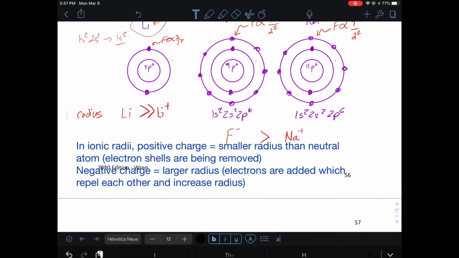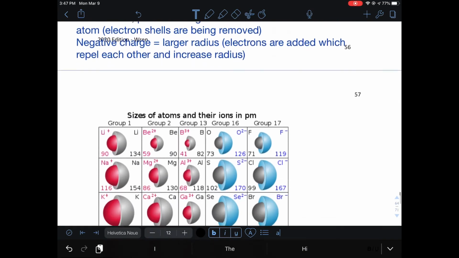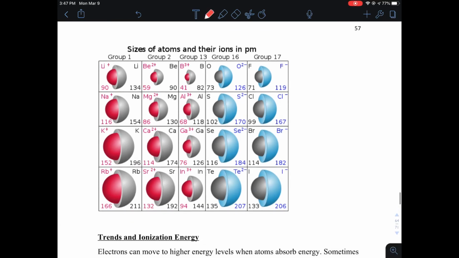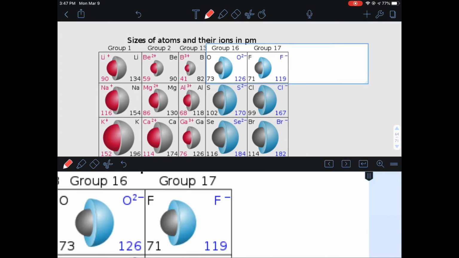Excuse that. It's not in a good spot that you can read it very easily, but that's the best we're going to do. Okay, so in ionic radii, if you remove electrons, then the elements get smaller. So for example, here we have lithium positive. It's only got a size of 90 compared to the original 134. And meanwhile oxygen was originally 73 angstroms, and now it is 126 when it's full.